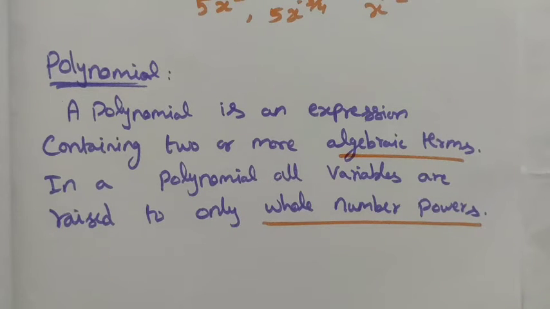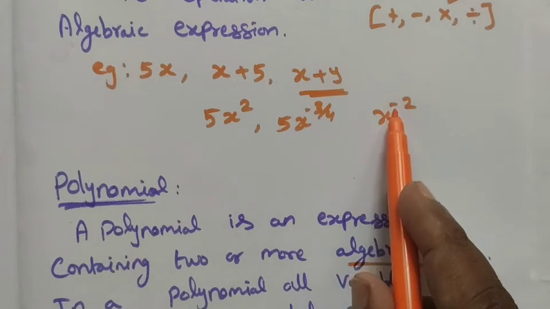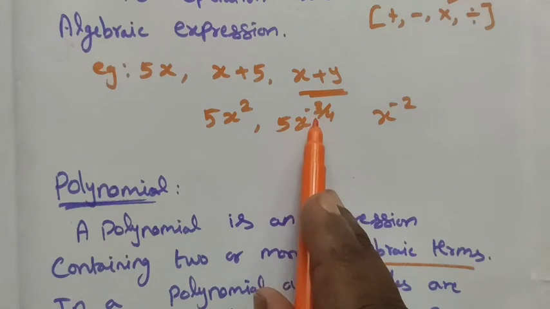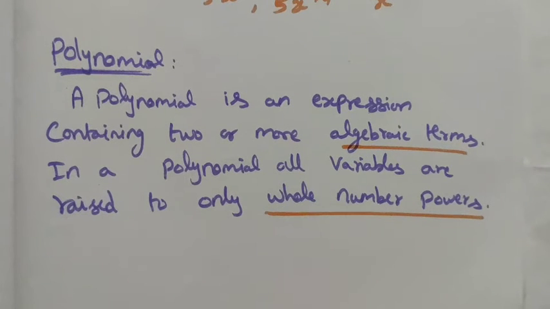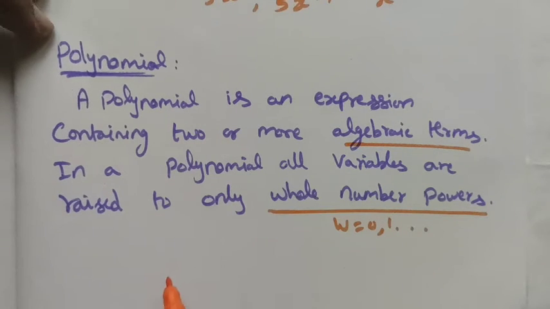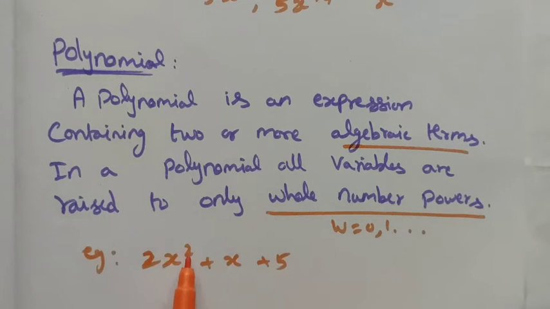Before, we have seen that an algebraic expression accepts negative values and fraction values also. But in a polynomial, the variable's power is always a whole number. We know that whole numbers are 0, 1, up to infinity. For example, 2x square plus x plus 5. Is it a polynomial? Yes, because the variable's power is a whole number.